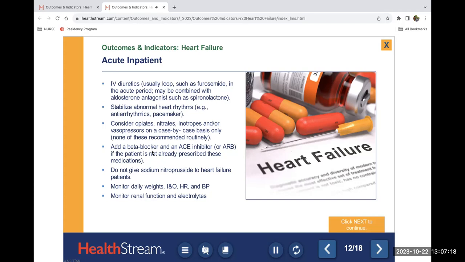Monitor daily weights, I&O, HR, and BP. Monitor renal function and electrolytes.